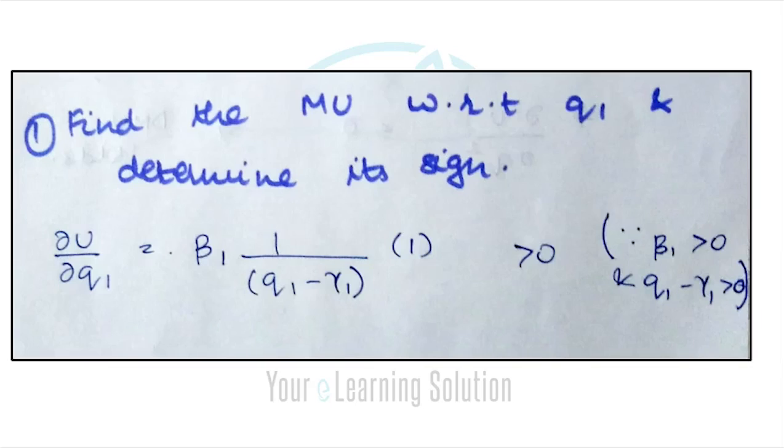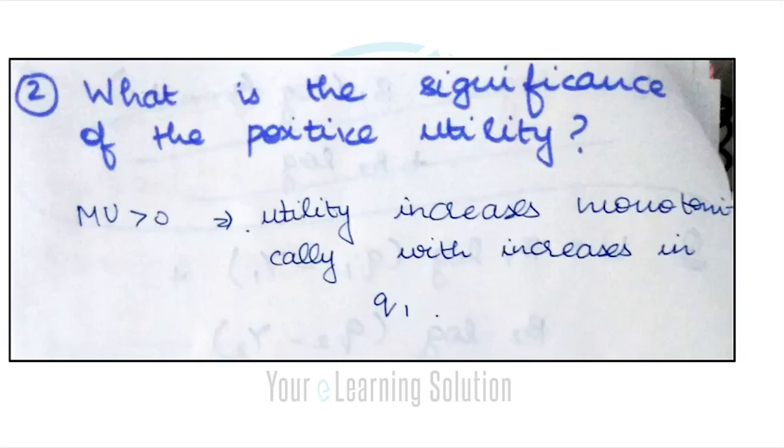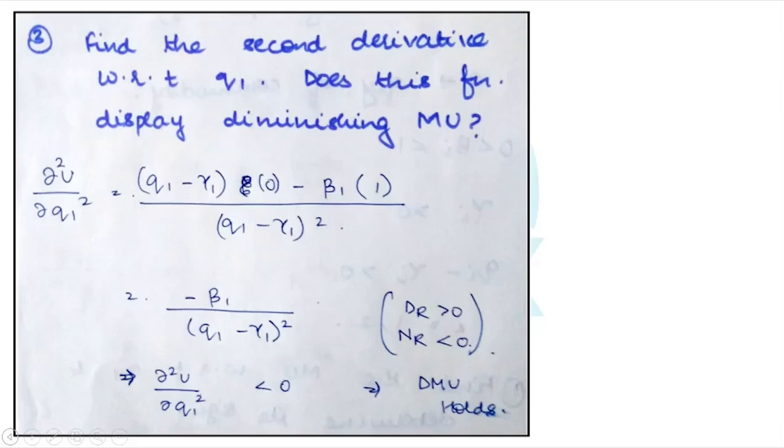When you say determine its sign, the next part of the question asks what is the significance of the positive marginal utility. The question says utility here, but that is just an error in the writing on my end. So this should be positive marginal utility. And when you say MU is greater than 0, then what you're saying is that the utility is increasing monotonically with increases in Q1. So as Q1 is going up, U is going up, period.